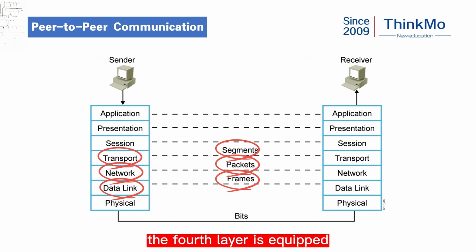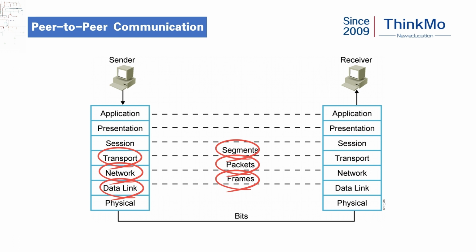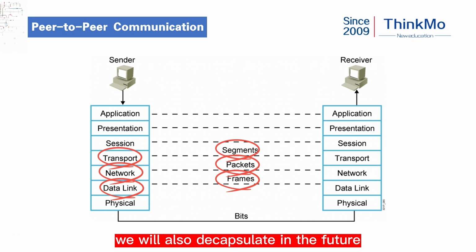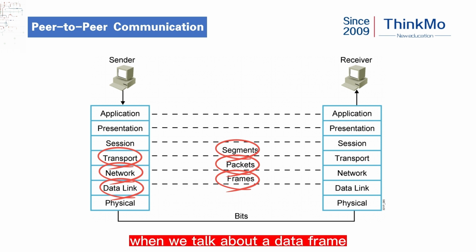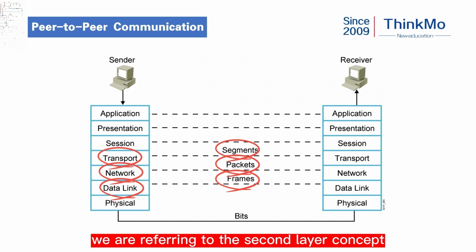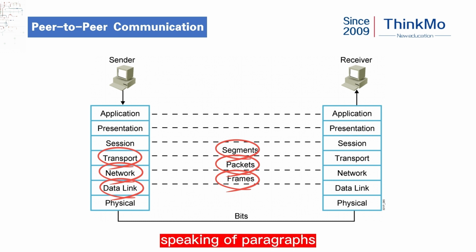The 4th layer is equipped with a layer 4 header, called a segment. Layer 3 is loaded with a layer 3 header, called a packet. The 2nd layer is called the frame, because when the 2nd layer is installed, the head and tail together are called a frame. We will also decapsulate in the future. So when we talk about a data frame, you have to know that we are referring to the layer 2 concept. When it comes to the packet, it's layer 3. Speaking of segments, it's layer 4.